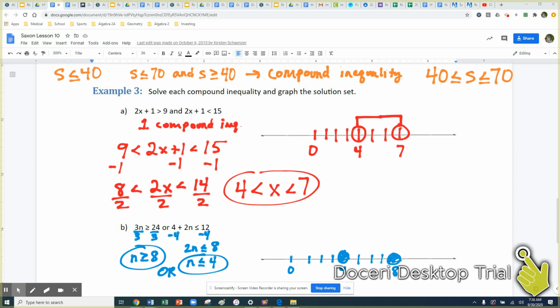But this was my 4 closed up. This is my 8. Now I look at n. n has to be greater than or equal to 8. So here's my 8. n has to be greater than or equal to that. So I have to think about what numbers are greater than or equal to 8. Well, 8 is a solution, obviously. But who can give me another solution to n is greater than or equal to 8? What number could be a solution?